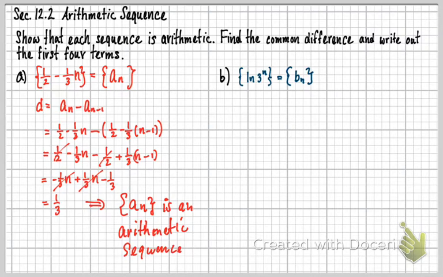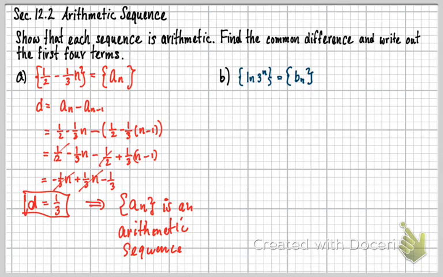And then it also says find the common difference. So in this process, we actually found it too. It's actually 1/3. So in finding it, we proved that it was arithmetic. That's kind of how it's done. So let's just do the other one really quick now.